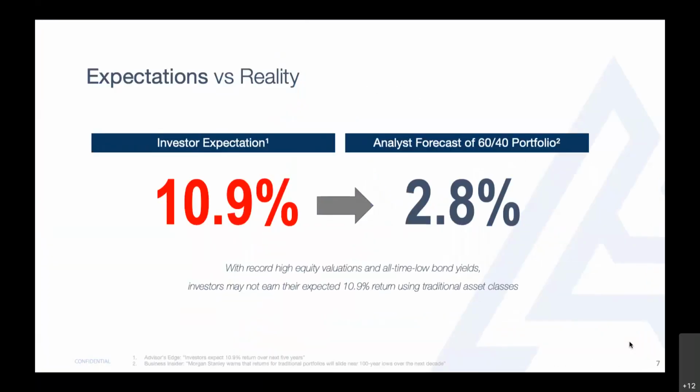Now let's talk about investor expectations. There's a recent study that polled individual investors, and their expectations for forward returns over the next 5 years is nearly 11%. That's right, 10.9% annualized over the next 5 years. Meanwhile, street analysts are calling for the 60-40 portfolio to return 2.8% annually in the future. So there's a massive divergence between what investment professionals, analysts, and economists expect to produce out of the traditional 60-40 portfolio and the significantly higher, like 800 basis point higher, investor expectation.